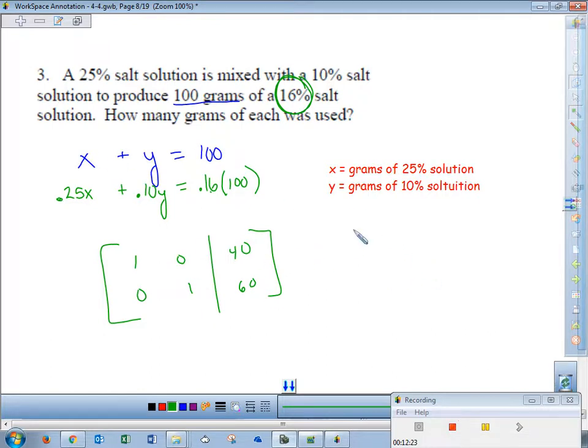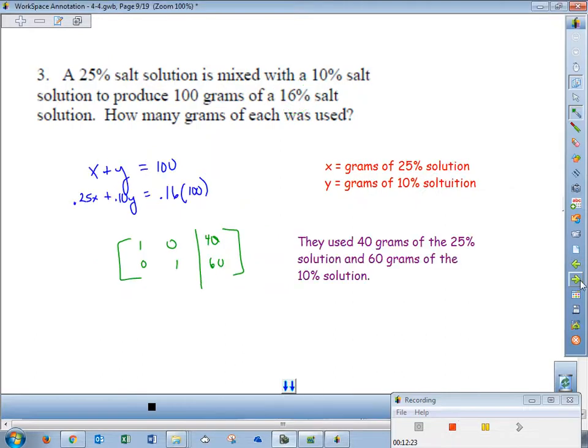And we'll write our answer in a complete sentence. What the heck does this mean? It means they used 40 grams of the 25% solution and 60 grams of the 10% solution. So capital letter, periods, nice complete sentence right there.